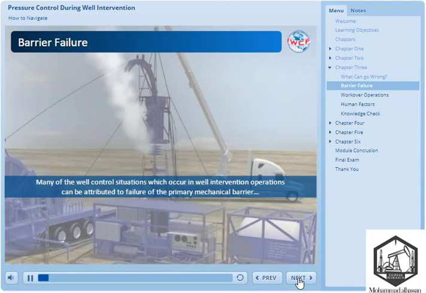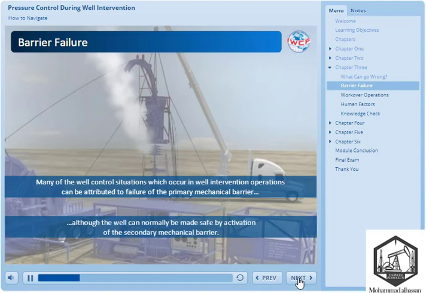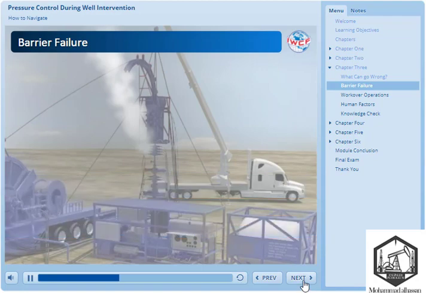Many of the well control situations which occur in well intervention operations can be attributed to failure of the primary mechanical barrier, although the well can normally be made safe by activation of the secondary mechanical barrier. Part of the contingency planning will have included remedial action to regain primary control. Let's look at this more closely.